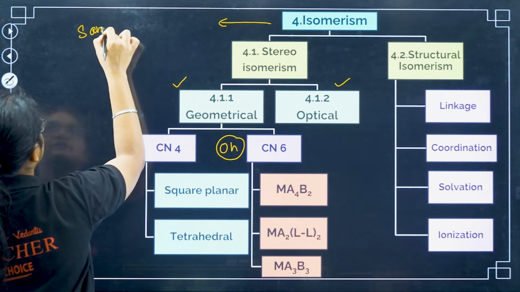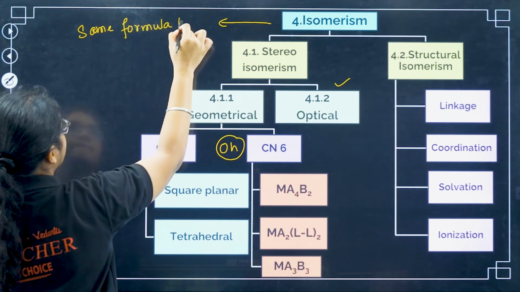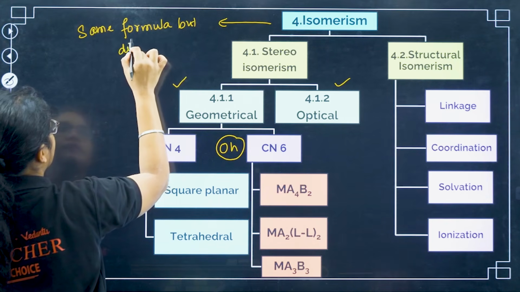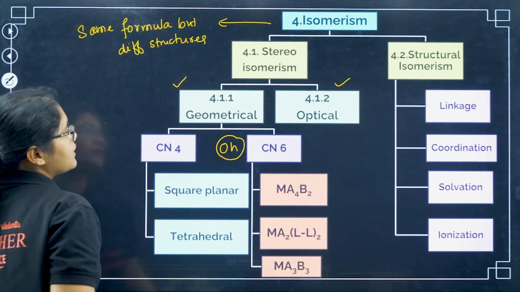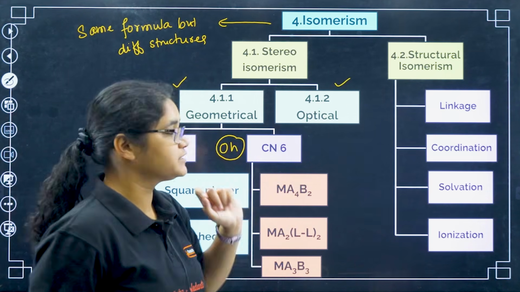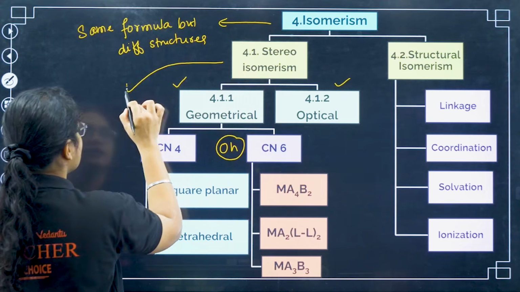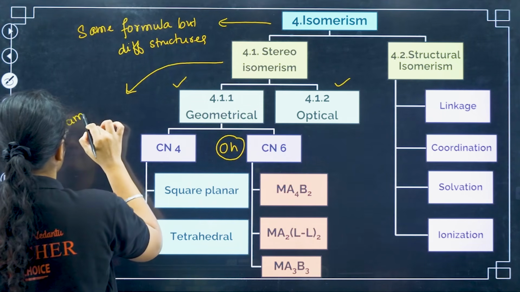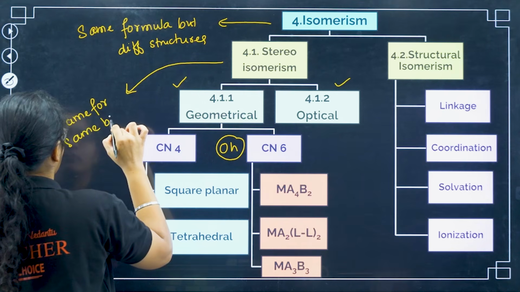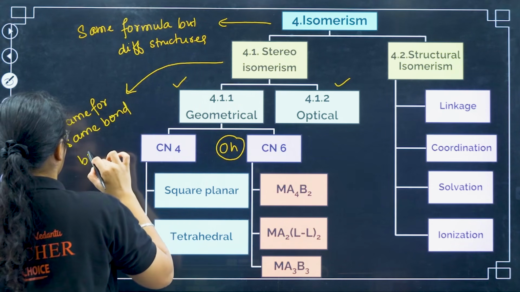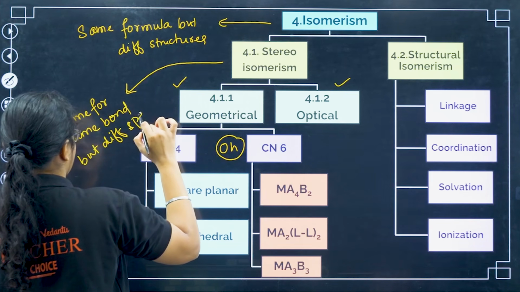Same formula but different structures. Now what is structural isomerism? Structural isomerism is same formula and different structures, but what is stereoisomerism? They have the same formula, same bonding, but different spatial arrangements.